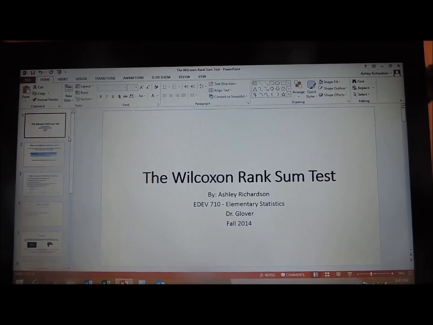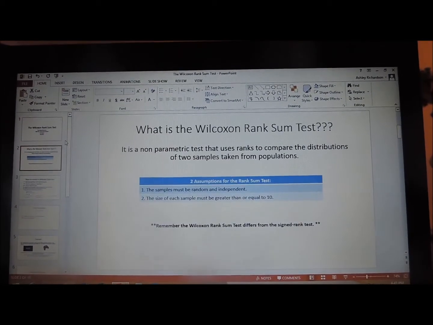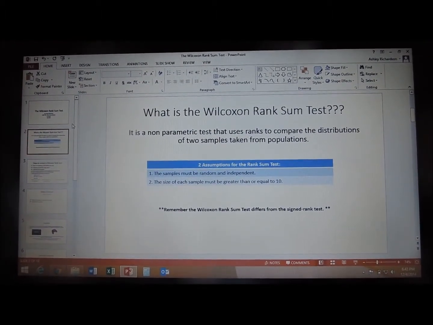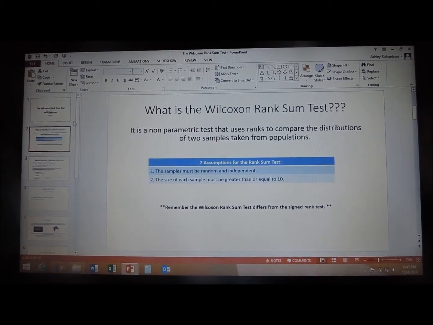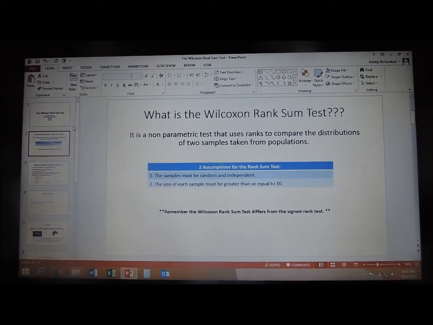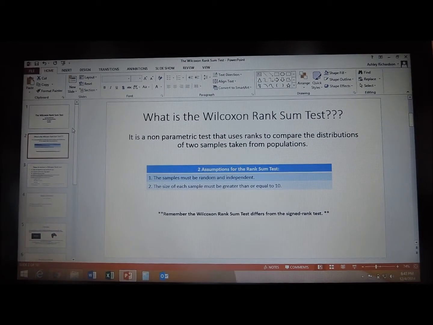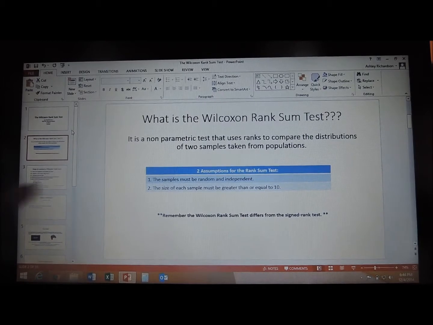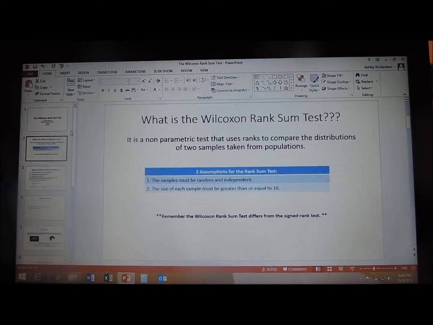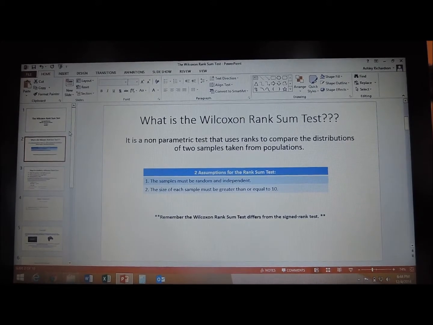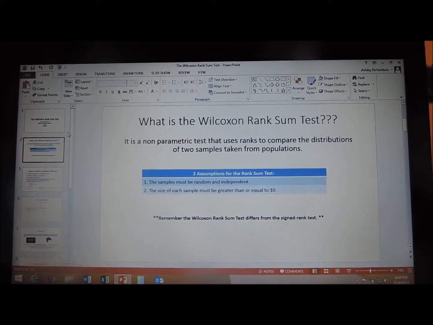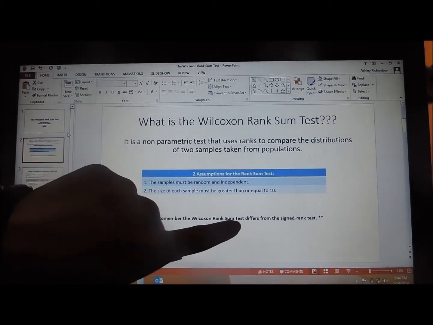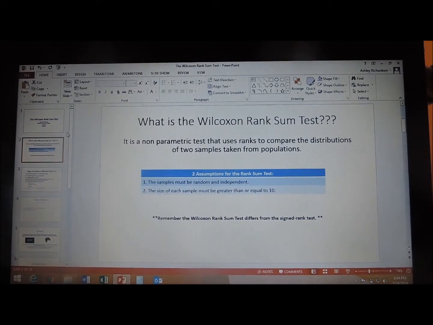This is a review of the Wilcoxon rank sum test. Let's first talk about what is the Wilcoxon rank sum test. Well, it is a non-parametric test that uses ranks to compare the distributions of two samples taken from populations. There are two major rules or assumptions to remember when using the Wilcoxon rank sum test. Number 1, the samples must be random and independent. Number 2, the size of each sample must be greater than or equal to 10. Please remember, the Wilcoxon rank sum test differs from the signed rank sum test.